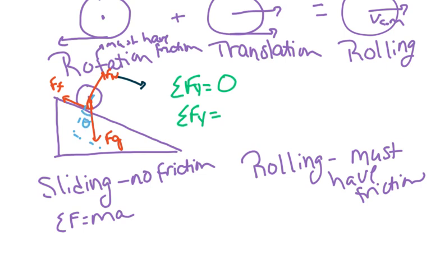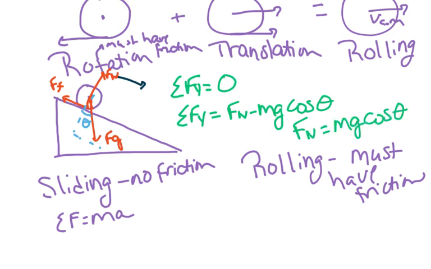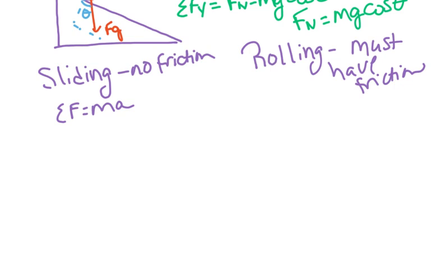So our vertical is the normal minus, oops, not sine, cosine, minus that portion of the gravity that helps keep it on the surface. So my normal force has to equal mg cosine theta. What I want to talk about more, and I should have said that this is static friction because the sphere is not sliding against the surface.